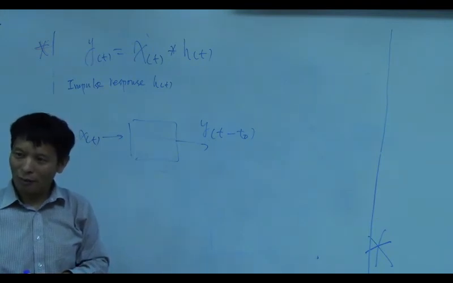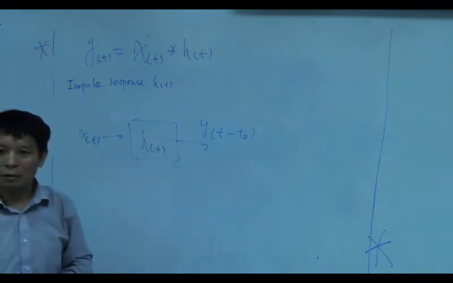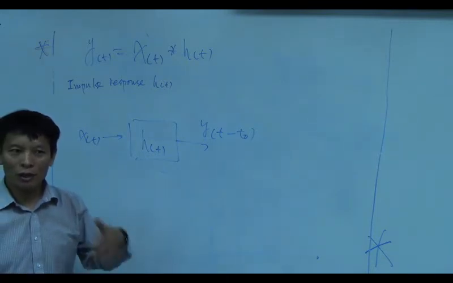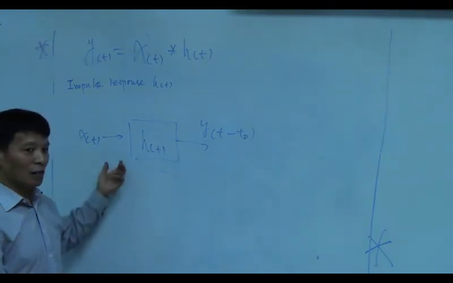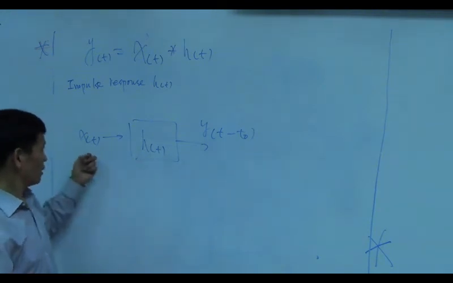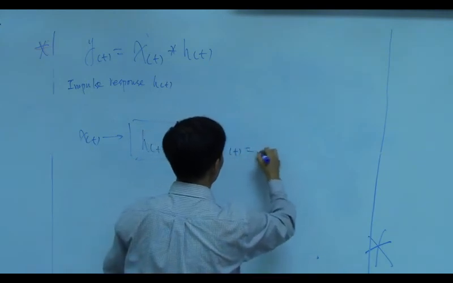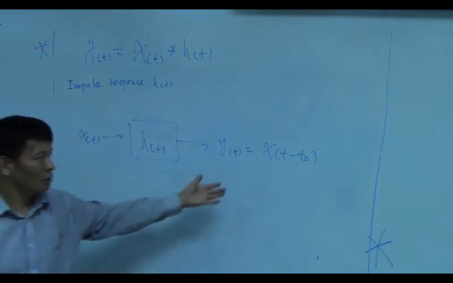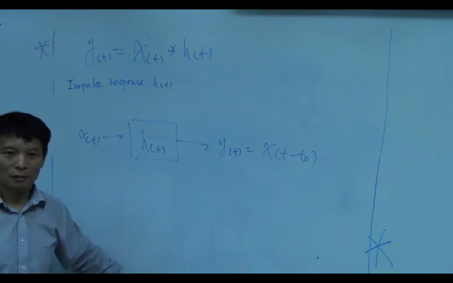Is it good? Okay. What is the impulse response of this? If you know this, I'll give you a half bonus point. What is the impulse response? This is the ideal delay system. y(t) will equal x(t) minus t sub 0. Ideal delay by t sub 0. What is the impulse response?